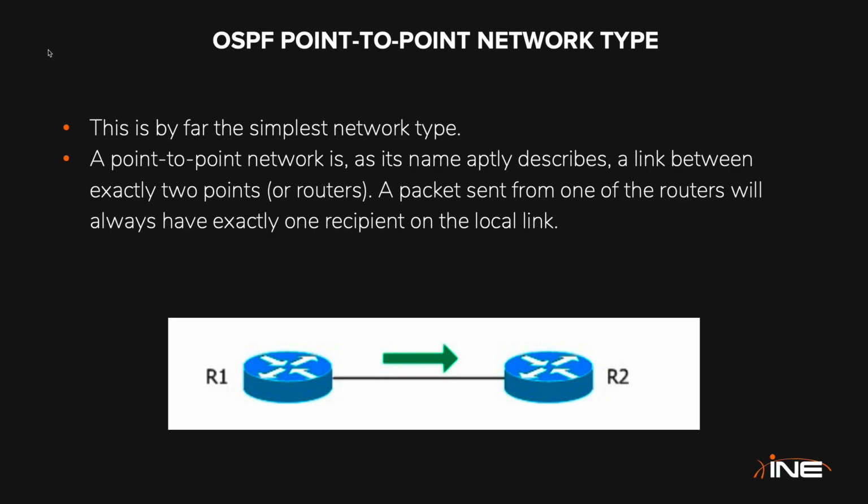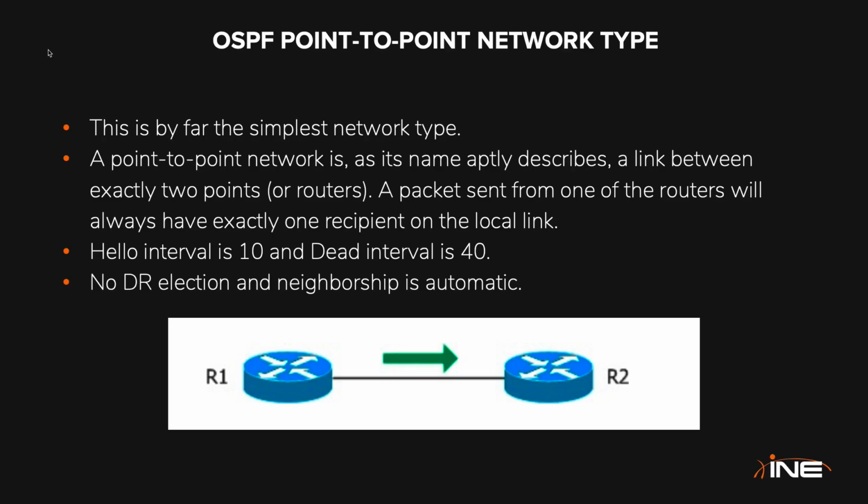That's a point-to-point segment. In point-to-point, the convergence is much faster, obviously because there's no DR election in point-to-point. Neighborship is automatic. The hello packets are sent as a multicast, and the hello and dead is 10 and 40. Like I said before, there is no DR election and the neighborship is automatic. I do not need to give a neighbor statement as far as point-to-point is concerned.